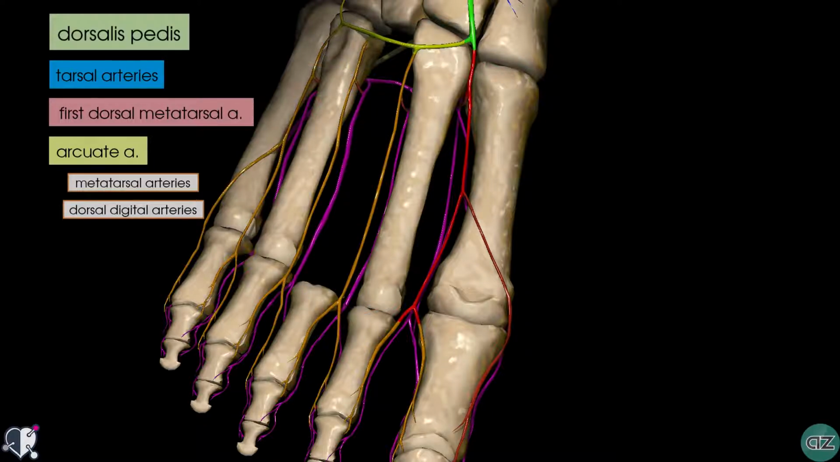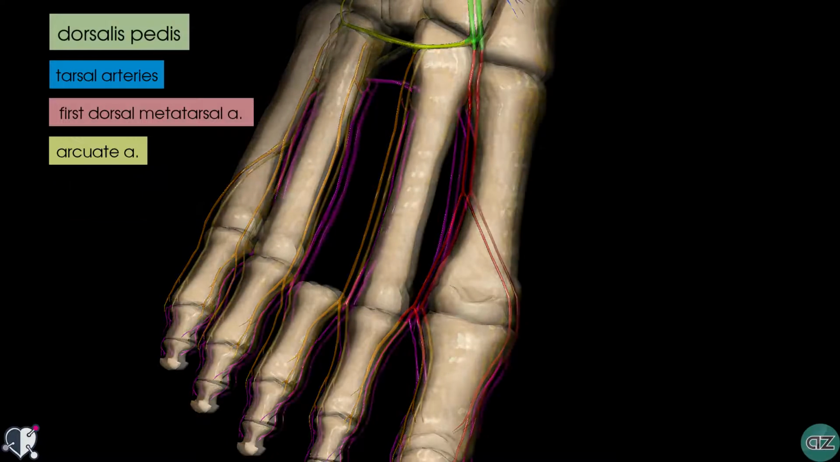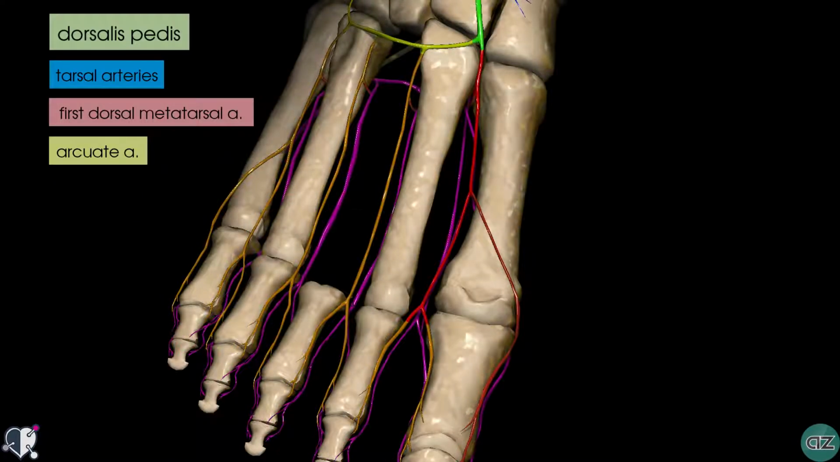You might notice that there isn't a fifth dorsal metatarsal artery, and you can see that the little toe is actually supplied by a branch of the fourth dorsal metatarsal artery. Looking at the first dorsal metatarsal artery, this one's slightly different, so it divides into two branches. One branch supplies the medial hallux, and the other branch divides into two, just like the other metatarsal arteries, to supply the lateral aspect of the hallux and the second toe.